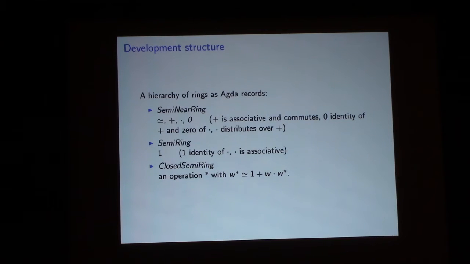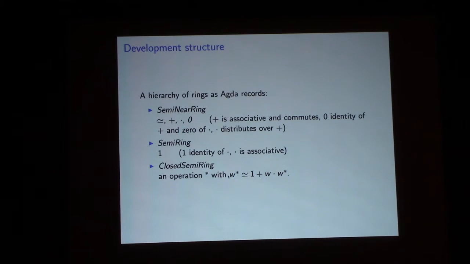My development is structured using a bunch of Agda records. We start with a semiring with an equivalence relation, a plus, a multiplication, and a zero. And we have a couple of laws associated with this: that plus is associative and commutes, that zero is the identity of plus and the zero of multiplication, and that multiplication distributes over plus. Then I extend this to a semiring with the one, that the one is an identity and that multiplication is associative. And then we get to the closure operation, which I call star.